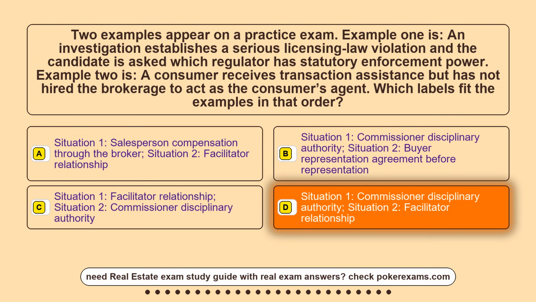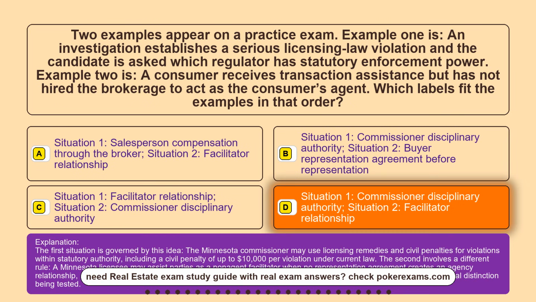Situation 2, facilitator relationship. The first situation is governed by this idea. The Minnesota Commissioner may use licensing remedies and civil penalties for violations within statutory authority, including a civil penalty of up to $10,000 per violation under current law. The second involves a different rule. A Minnesota licensee may assist parties as a non-agent facilitator when no representation agreement creates an agency relationship, subject to statutory duties. Treating the two fact patterns as interchangeable would miss the legal or practical distinction being tested.